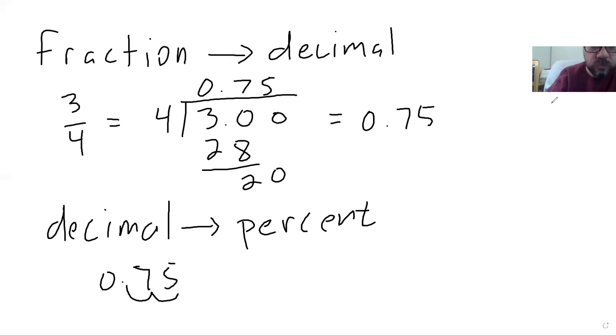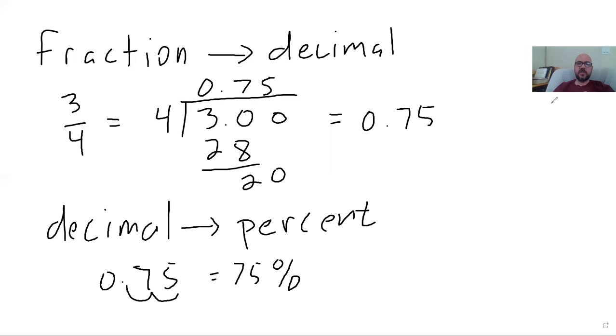One, two. And the way you convert fractions into percents is you convert them into decimals, and then the decimal into a percent. You just do it in a two-step process. And just get used to thinking of 75%. Well, that's 0.75, which is 3/4.